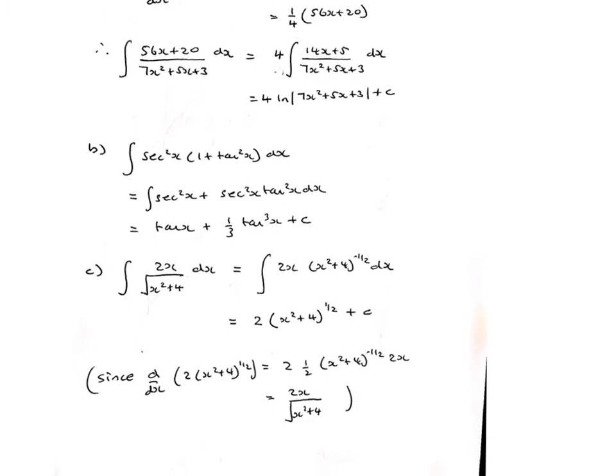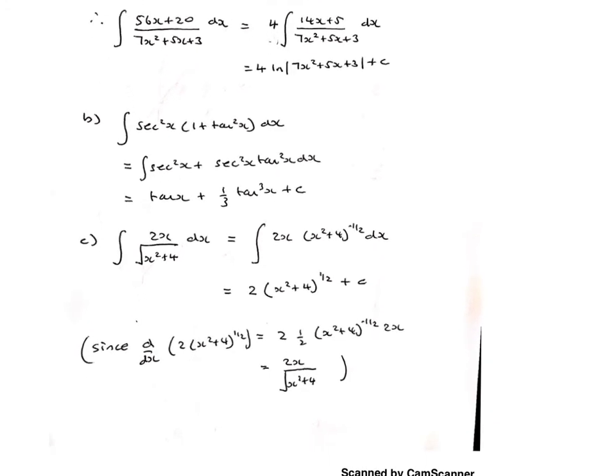In part B, multiply out the bracket, sec squared times 1 and sec squared times tan squared. Integrating sec squared, that's easy, that's tan. Integrating sec squared times tan squared x, well, it's a third tan cubed x. Because if you differentiate tan cubed, 3 times a third is 1, and then you get tan squared. Then differentiate tan, and that's where the sec squared comes from.